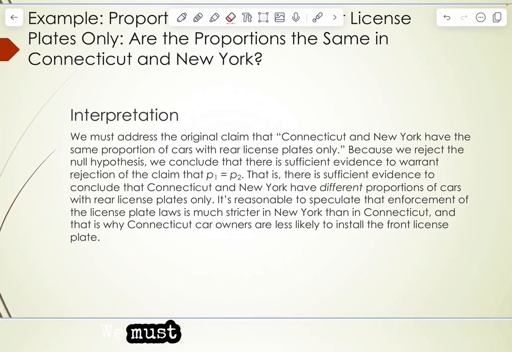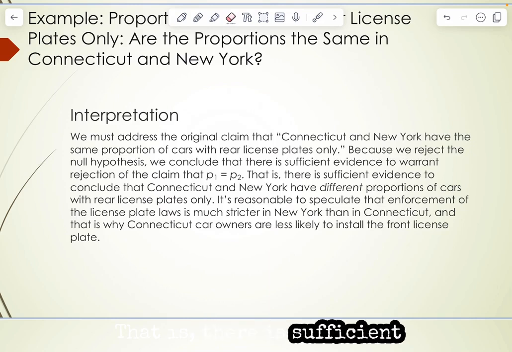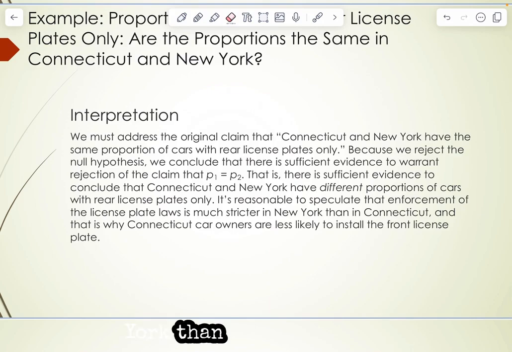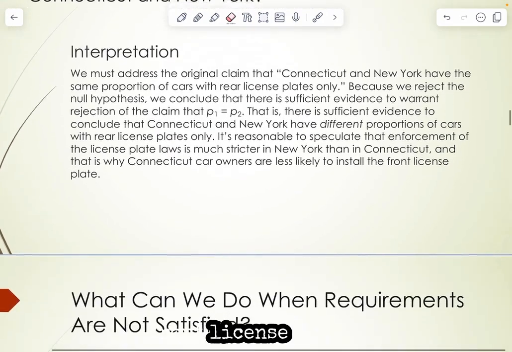Okay, so here's the interpretation according to the author of the book from which I took this example. We must address the claim that Connecticut and New York have the same proportion of cars with rear license plates only. Because we reject the null hypothesis, we conclude that there is sufficient evidence to warrant rejection of the claim that the two proportions are equal. That is, there is sufficient evidence to conclude Connecticut and New York have different proportions of cars with rear license plates only. It is reasonable to speculate that enforcement of license plate laws is stricter in New York than in Connecticut. Connecticut car owners are less likely to install front license plates.